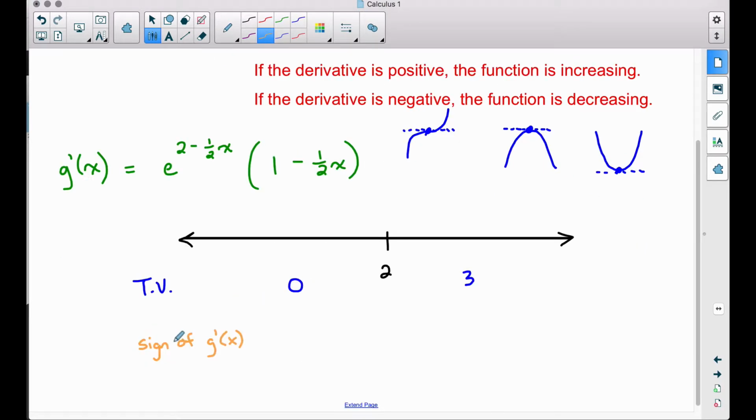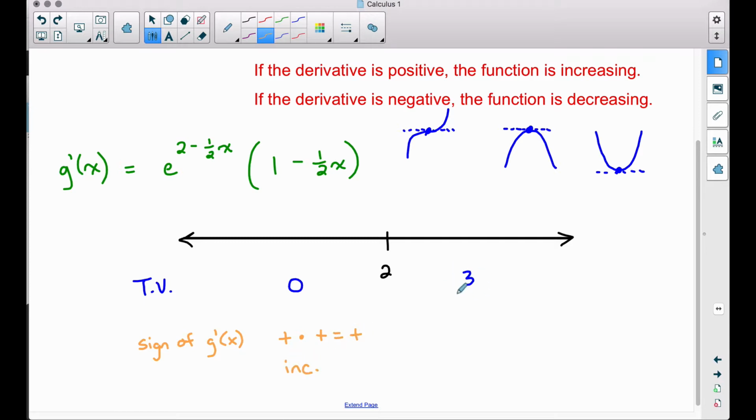Now, all we care about is the sign of the derivative. So let's take our test value of 0 and plug it into this derivative. We can do this without a calculator because all we care about is the sign. Is it positive or is it negative? If we plug 0 into here, we get e to the 2 minus 1/2 times 0. Well, this just becomes e squared. e squared is positive. Times, what do we get when we plug 0 into this part? 1 minus 1/2 times 0, well, that's 1 minus 0, so we get a positive. Therefore, a positive times a positive is a positive, which implies our function is increasing.